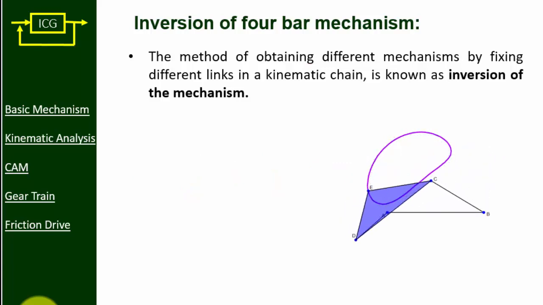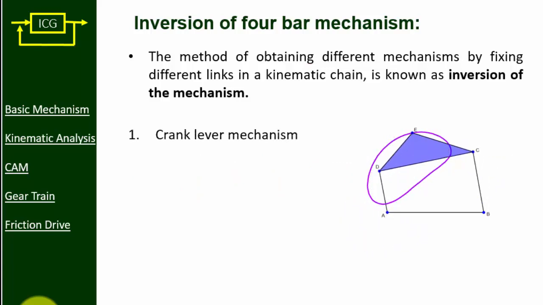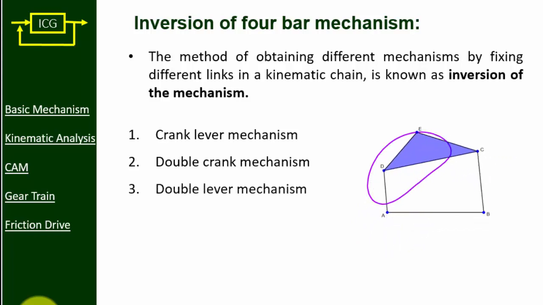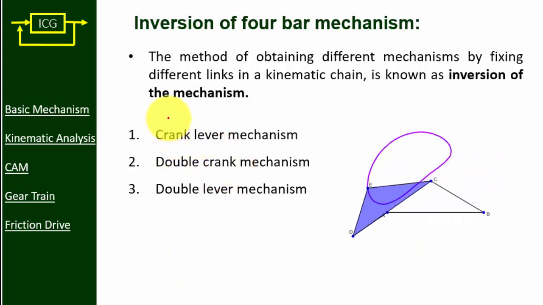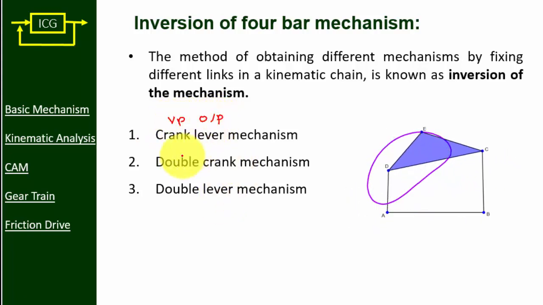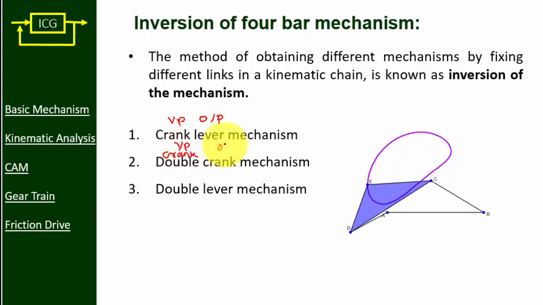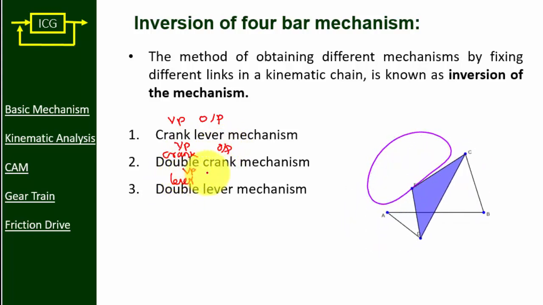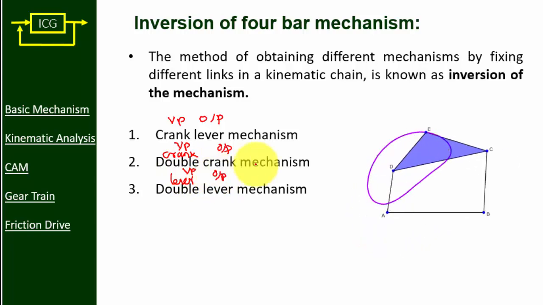So let us see those inversions. Inversion number 1, crank lever mechanism. Inversion number 2, double crank mechanism. Inversion number 3, double lever mechanism. The words themselves will give you the meaning. Crank lever, so crank input, lever output. Double crank, which means input and output are both cranks. Double lever, which means both levers act as an input as well as output. So let us see the inversions of the 4-bar mechanism in detail.